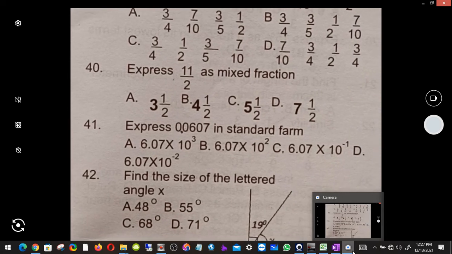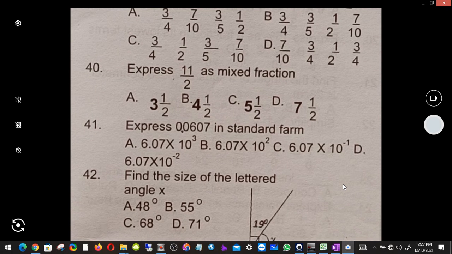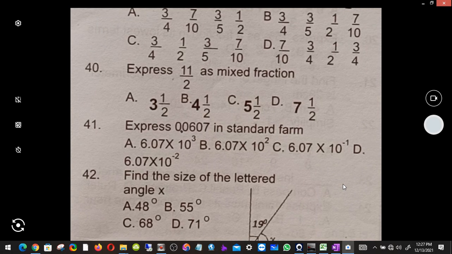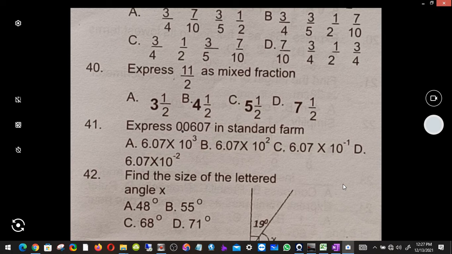Number 41. Express 0.0607 in standard form. So standard form, the point has to be after the first significant number. And the first significant number here is 6. So let's move this point there. 1, 2. So that will be 6.07 times 10 to the power minus 2, because we moved 2 times. And because we are moving this way, it's minus 2. So 6.07 times 10 to the power minus 2. Option D. You get that?